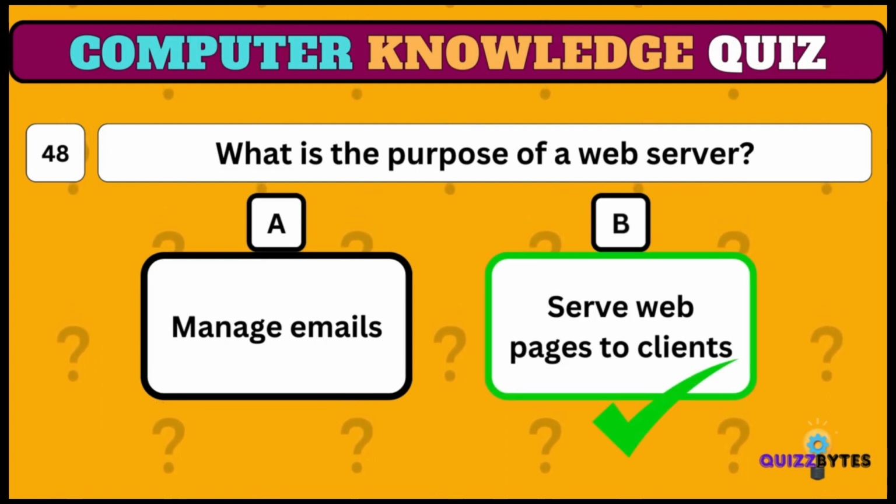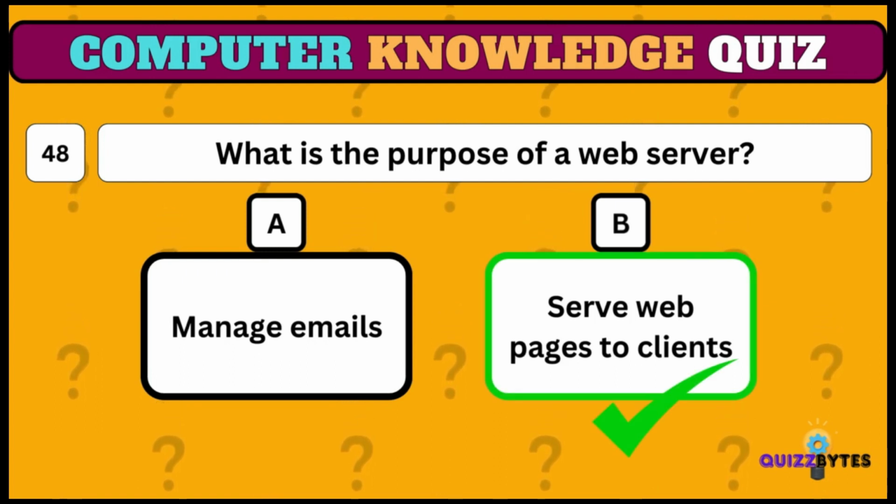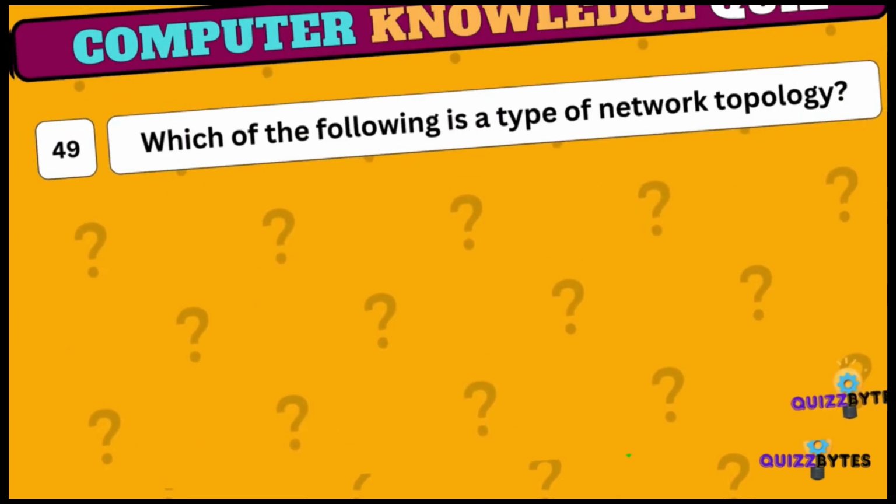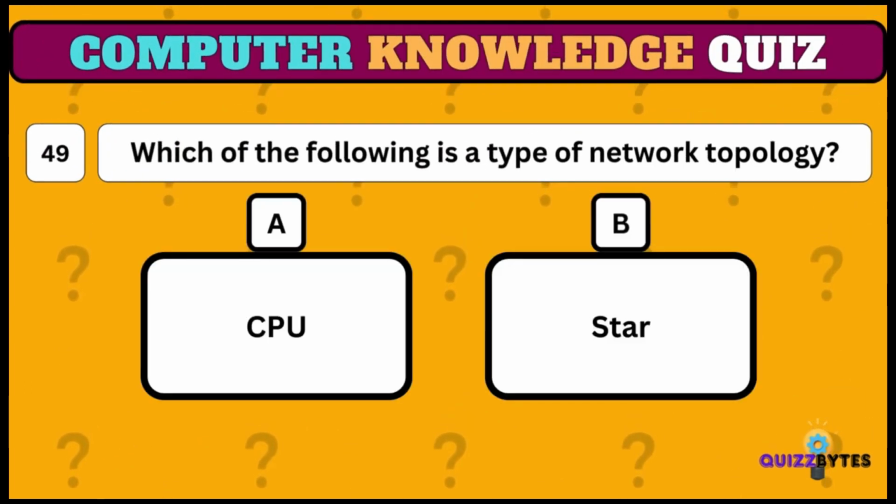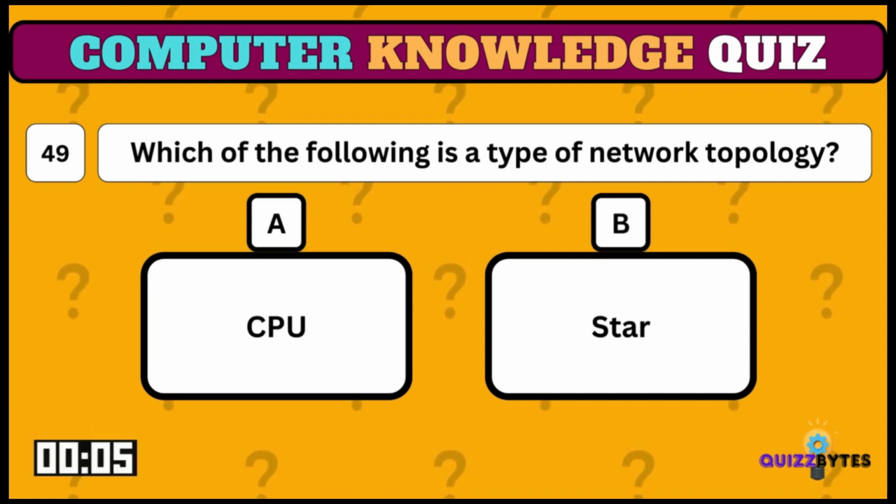You're the architect of digital experiences. A web server serves web pages to users. Proceeding to question 49. Which of the following is a type of network topology? A. CPU or B. Star?